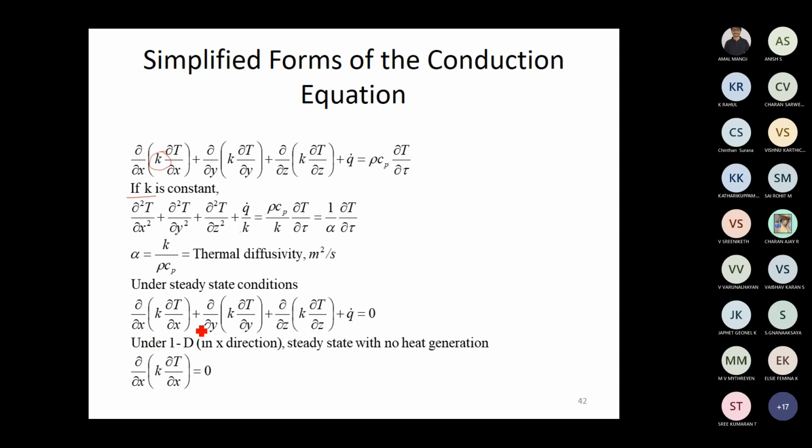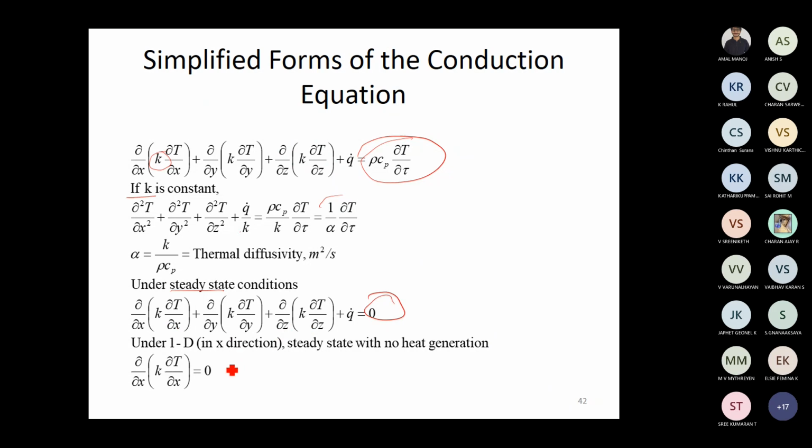Then another special case is when the conductivity is not constant, but there are no transient conditions. In such a case, we have the steady state condition, and therefore the right hand side of this term will become 0. So dou t by dou tau becomes 0, then we will have this equation.